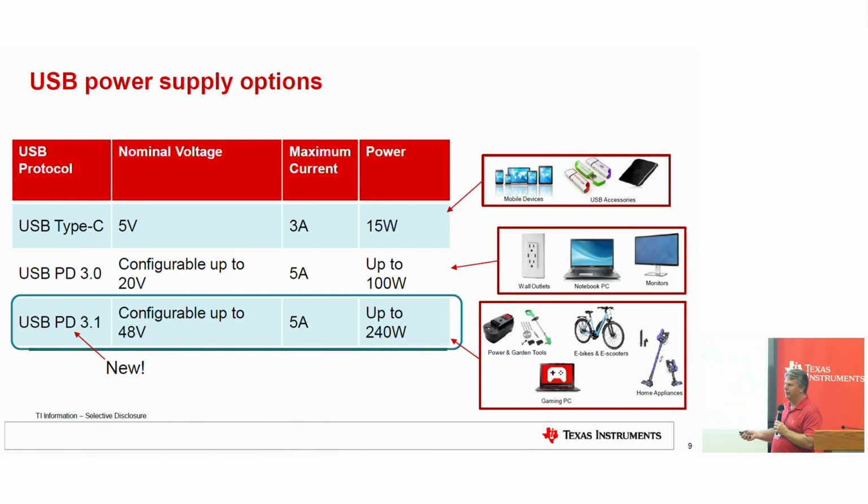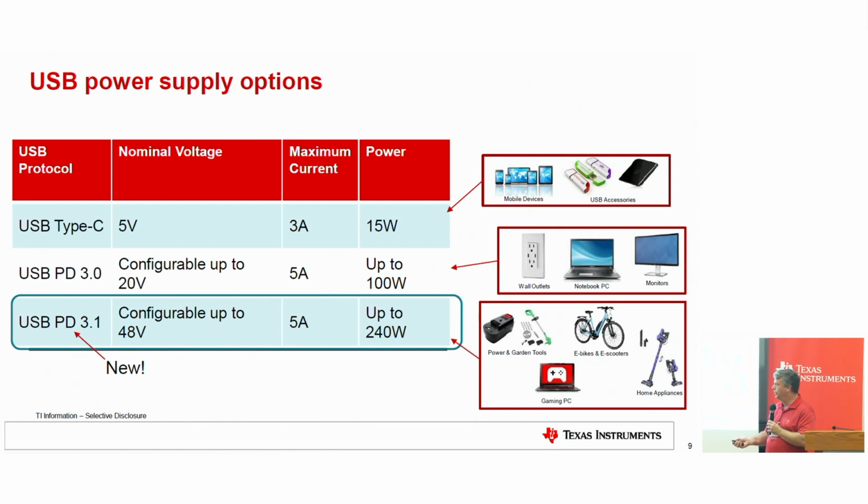And again, up to 5 amp. The 5 volt, 9 volt, 15 volt are 3 amp max. Only the 20 volt can go up to 5 amp. And again, to get to the 5 amp, you have to have a cable that's capable of 5 amp. So you read the cable and it'll say, give me cable capabilities. They'll come back and it'll compare that it can do 5 amp. If not, it'll limit it at 3 amp for a safety reason. So again, up to 100 watt on USB PD 3.0.